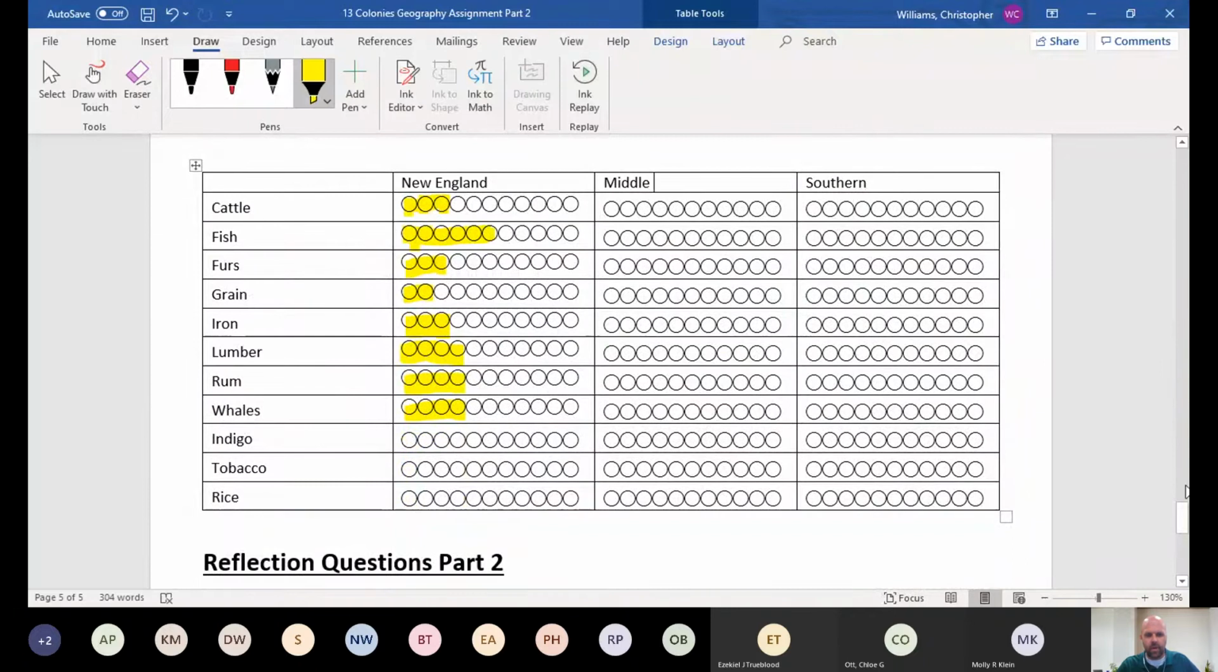Okay. Let's go to the middle colonies. All right. How many icons do we see for the middle colonies with cattle? 3. 3. Okay. What about fish? 3. Furs.